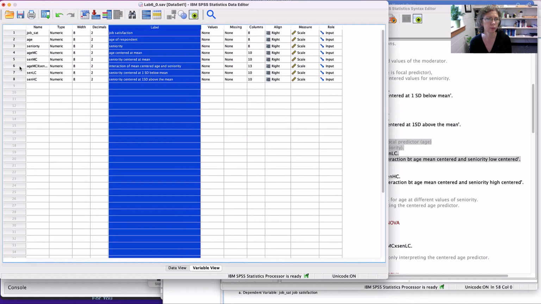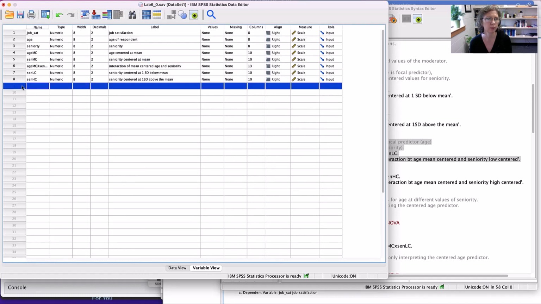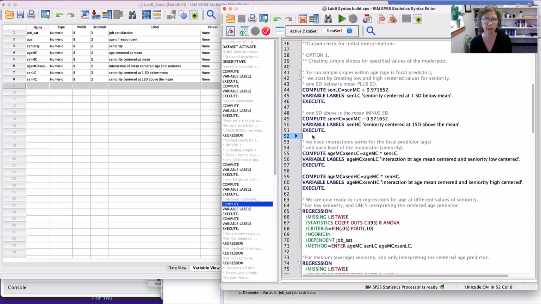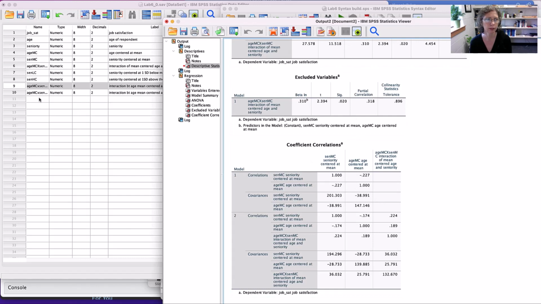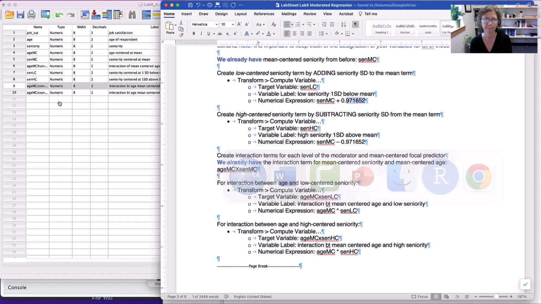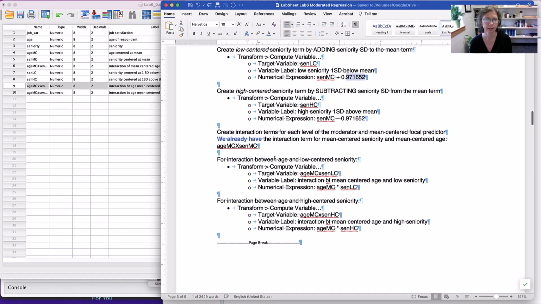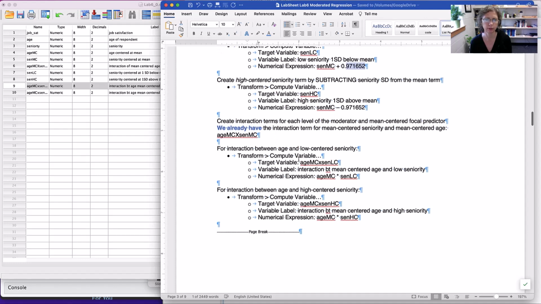Right? And that's when we ran the first regression. But now we're going to need an interaction term for age with low centered seniority and age with high centered seniority. And we can do that by either doing the click-throughs or copy pasting your syntax so that you always check and make sure you have the ones that you want and they're labeled. So now there's my interaction terms that I need. And this is how you do the click-through if you want to follow that.